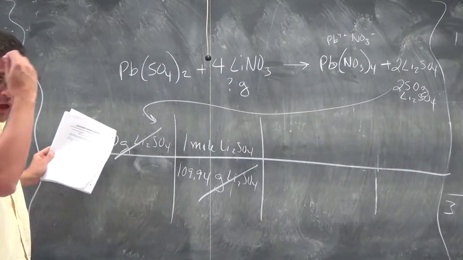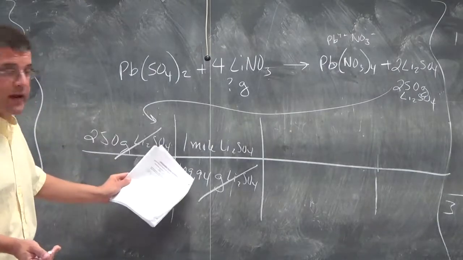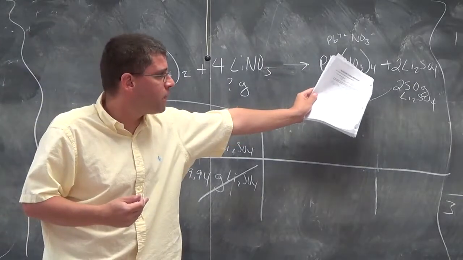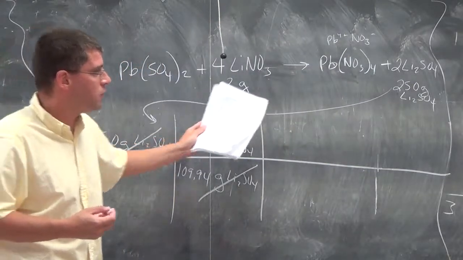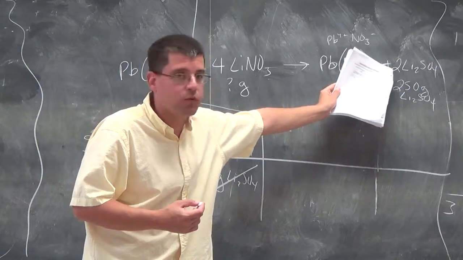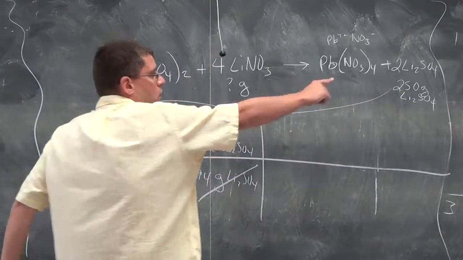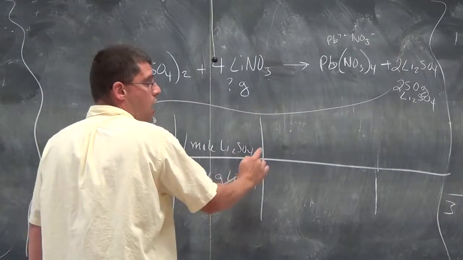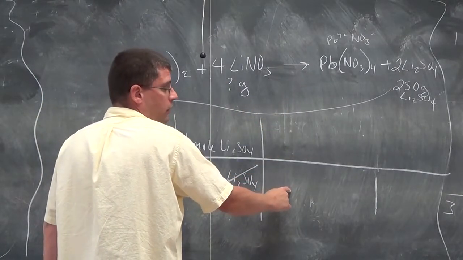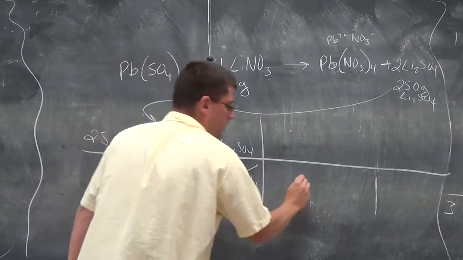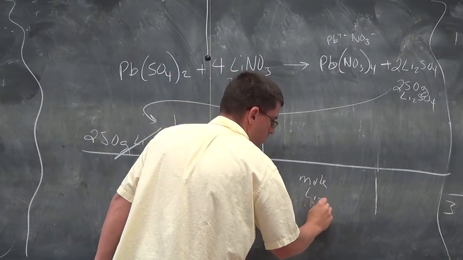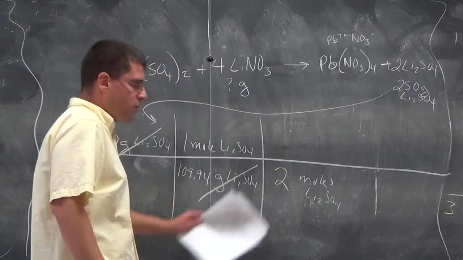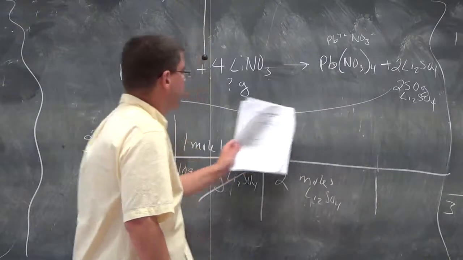We're starting to think about transitioning. We have our data, we have our information to go from one side to the other. Now to really go from one side to the other, we need to analyze what we actually have. We have 2 moles of lithium sulfate. So now to transition, our mole ratio is going to be this. I need moles here. How many moles do we actually have? 2 moles Li2SO4.